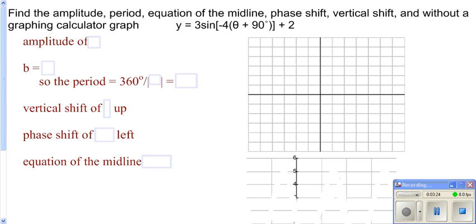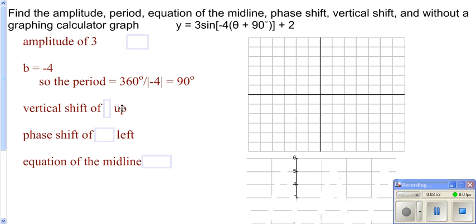So let's take a look at graphing some of this stuff. Let's start out finding our amplitude. Remember, your amplitude's always the number in front. Then b, in this case, is -4. That affects your period. Remember, your period is always 360 over the absolute value of that b value. So it's really 360 over 4, which ends up being 90 degrees.